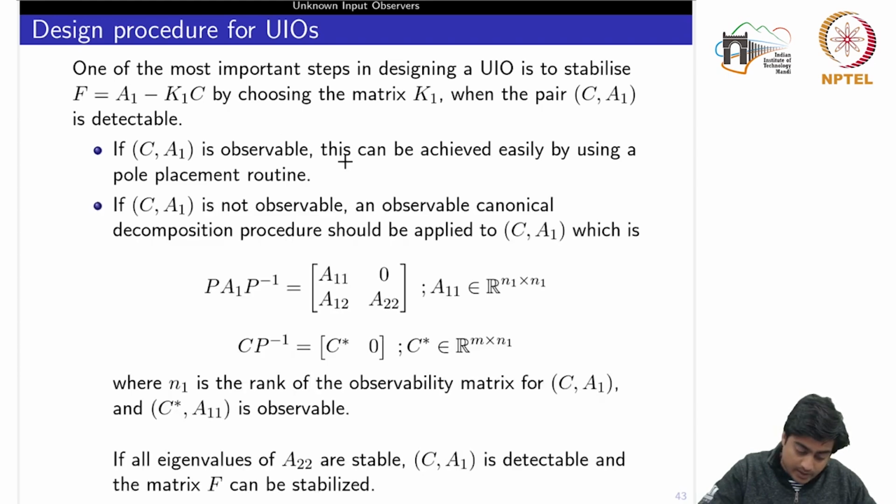Now if this pair is not observable, then of course by using the concepts we had introduced earlier on the decomposition procedure, we can check the stability of the unobservable part, which is here the A22 matrix. So if the eigenvalues of this A22 matrix are stable, then with the observability of the pair A11 and C star, we can say that at least A1 and C is a detectable pair, so that we can carry forward with the designing of this K1 matrix.